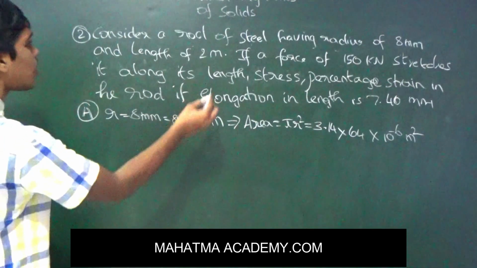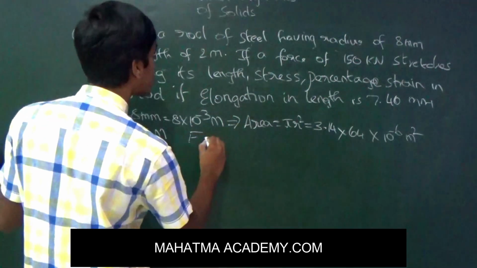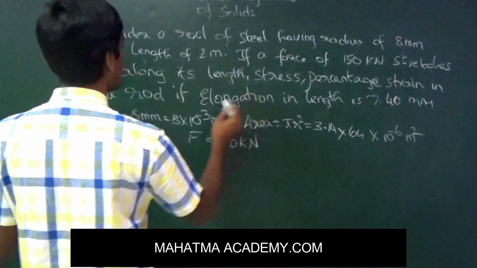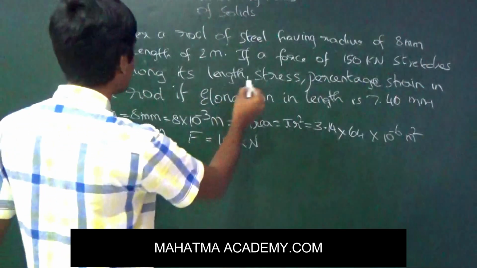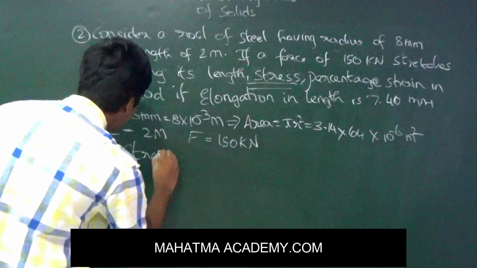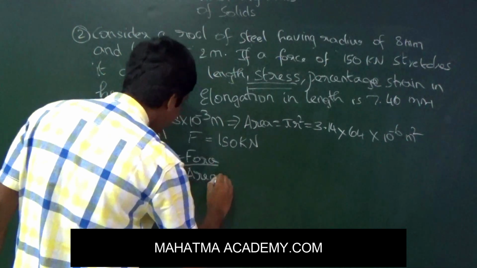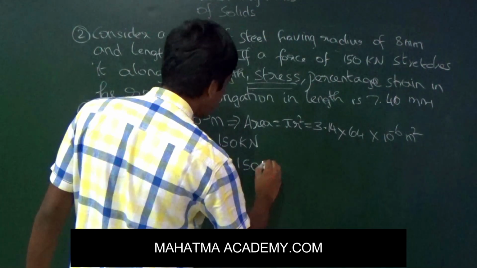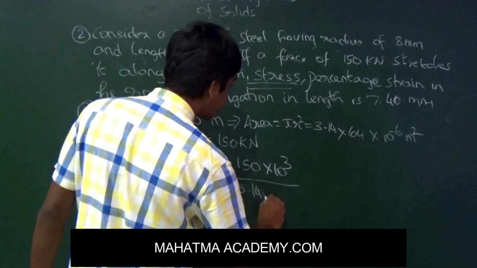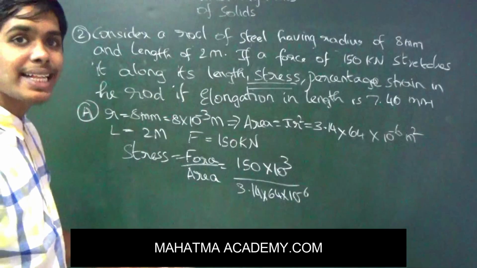Okay. Now they have given the length, L is equal to 2 meters. And they have given the force, that is 150 kilonewtons. First we will solve the stress. The formula of the stress is equal to force upon area. Force is 150 into 10 cubed upon 3.14 into 64 into 10 to the power of minus 6. If you solve this, you will get the answer.